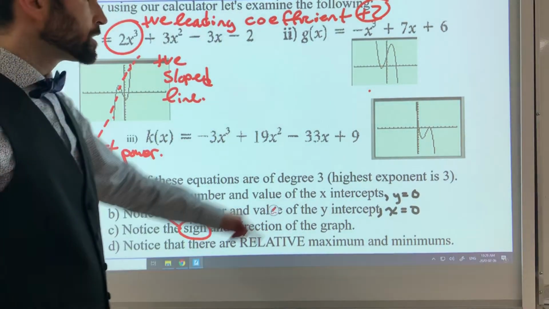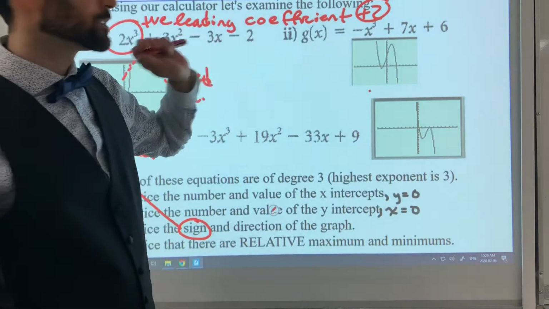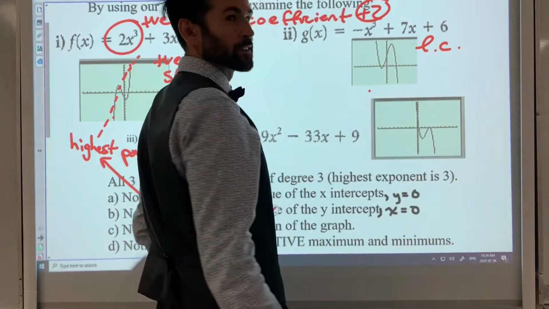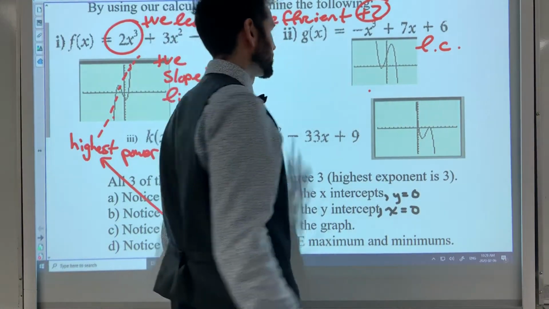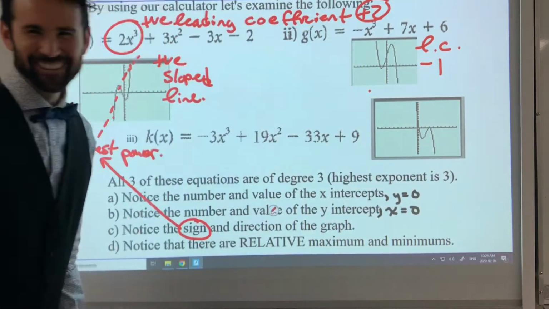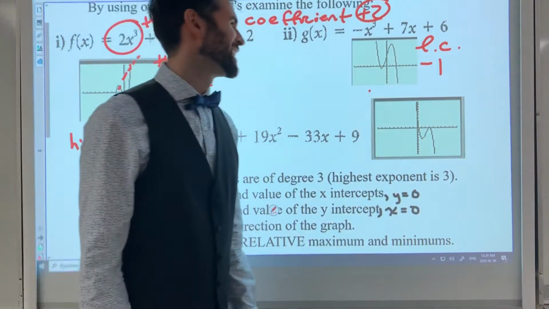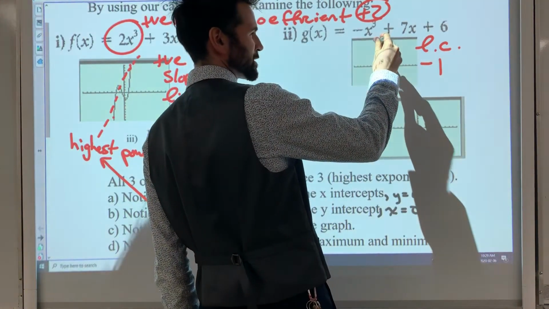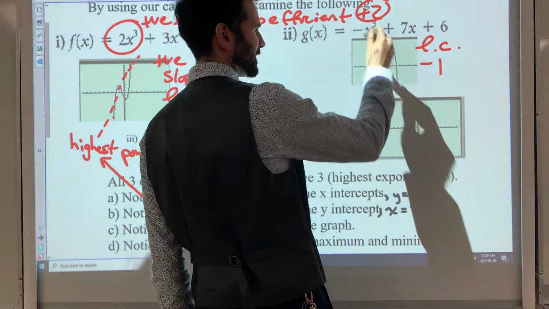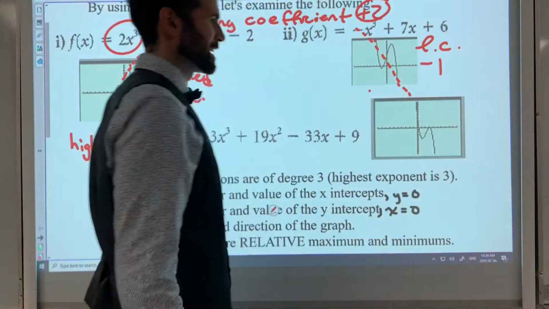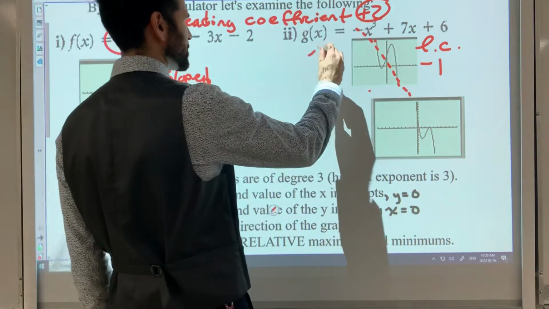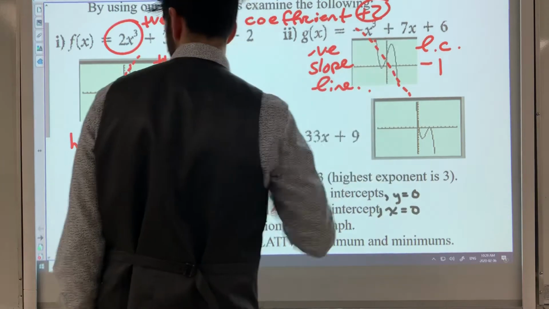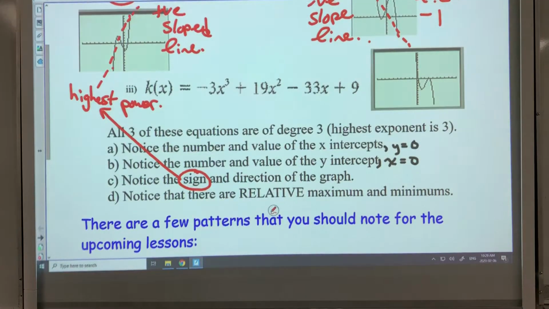Who knows? Over here, what's the leading coefficient now? -1. So I'm just going to go LC for leading coefficient. It's -1. And now look, it's starting over here in quadrant 2, and it's ending over here. What kind of line is that? It's a negatively sloped line. Negative slope line. And I don't know, maybe that matters, maybe it doesn't. It does matter. But we've got to see more graphs before we'll see it, I think.